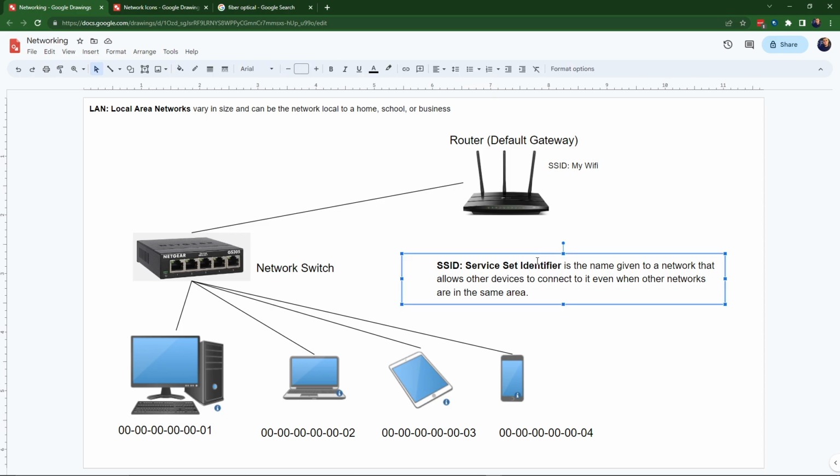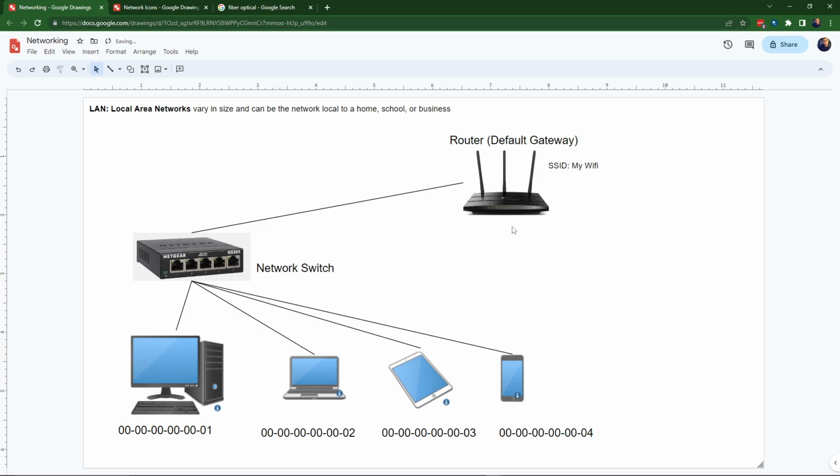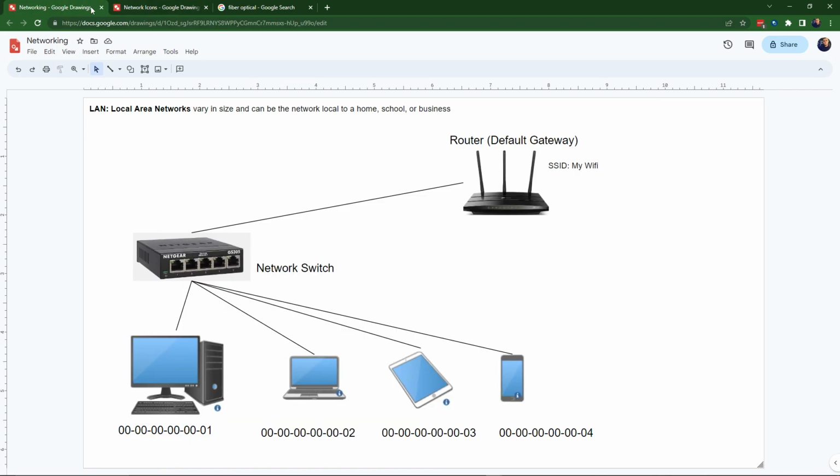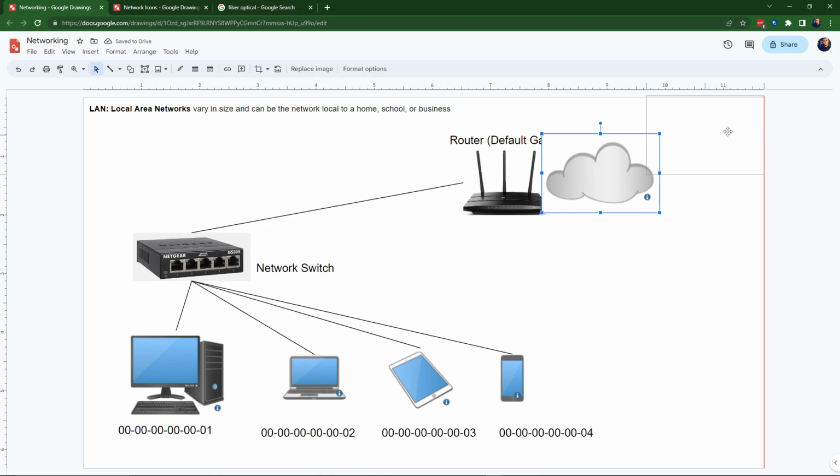Now you may ask yourself, why do we need this router? Well, the router is going to connect us out to the internet. So let's go find a little network icon here. This is going to be our cloud to represent the big wide world of the internet.